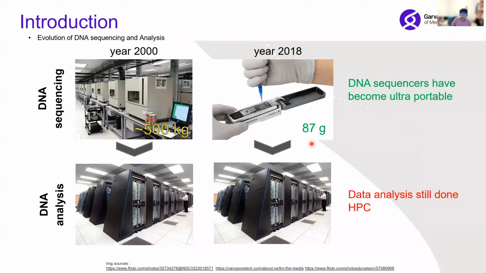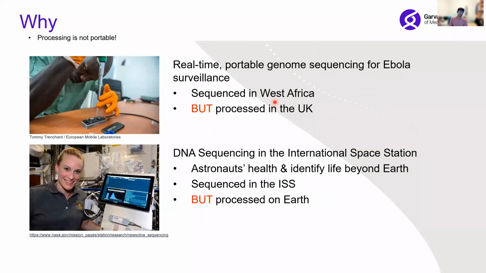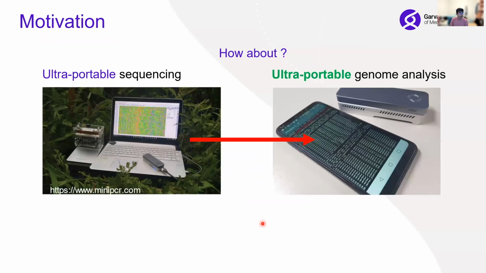So this limits the actual use of a portable sequencer, because data transmission, as you know, of terabytes of data is not something very easy to do from remote regions like West Africa. Another example is where the sequencers were taken into space stations to study astronaut health, but still the data had to be brought down to Earth to process. Likewise, there are many examples.